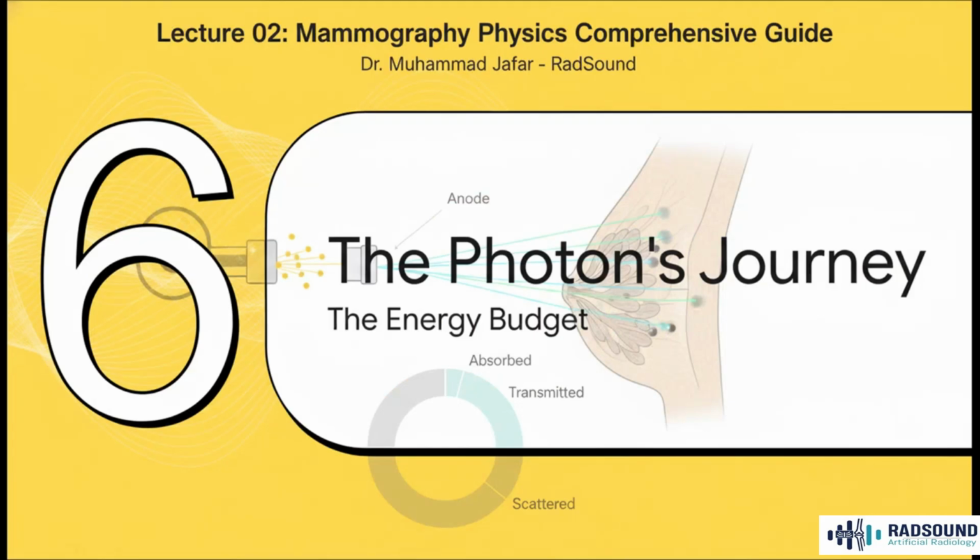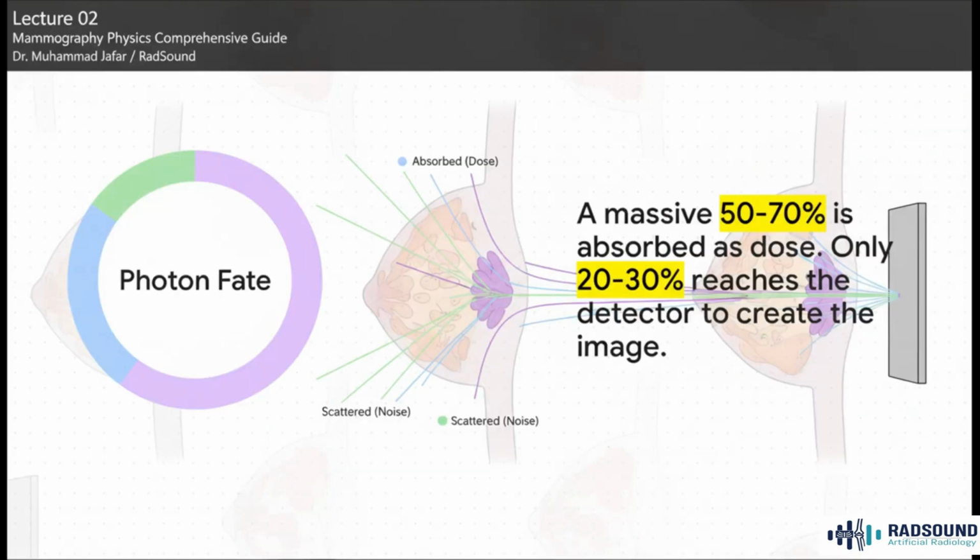We've now generated the perfect photon, we've sculpted it, and we've fired it through the breast. So where does it all end up? Let's take a look at the final energy budget for a typical mammogram. This is so important to understand. A massive 50 to 70% of the photons we create are just absorbed in the breast. That's what contributes to the patient's dose. Only 20 to 30% actually make it all the way through to form the image. This is why every single step we've just discussed, every bit of optimization for that beam, is so absolutely critical.